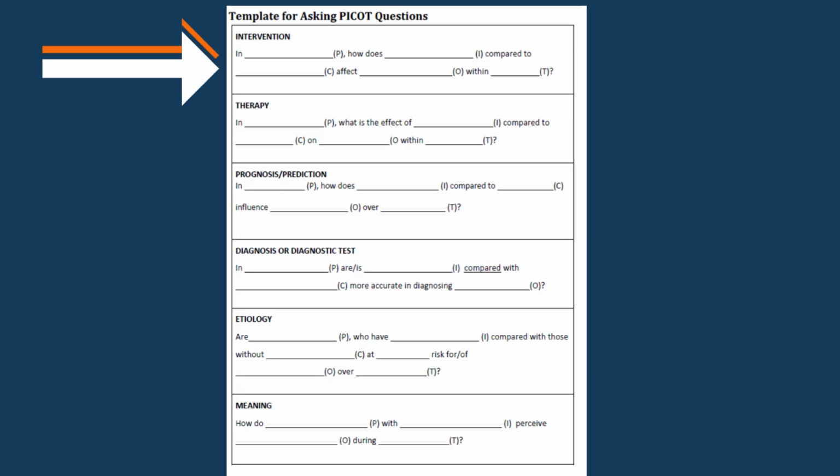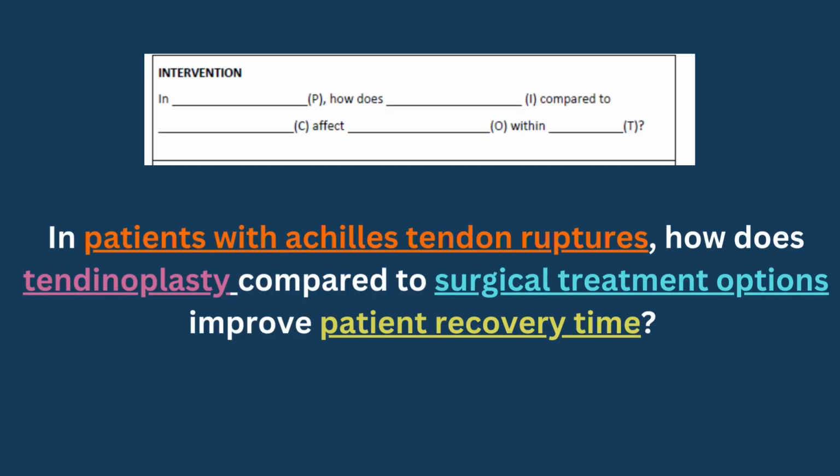I'm going to use the template that was found on the Evidence-Based Practice Research Guide to help me form my question. All I'll do is plug in the PICO elements. So, in blank, how does blank compared to blank affect blank? And if we want it to be above and beyond, within blank, our time frame. So here is what that looks like. In patients with Achilles tendon ruptures, how does tendinoplasty compared to surgical treatment options improve patient recovery time?